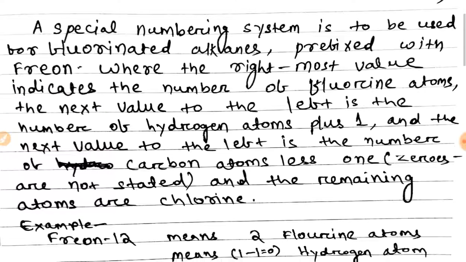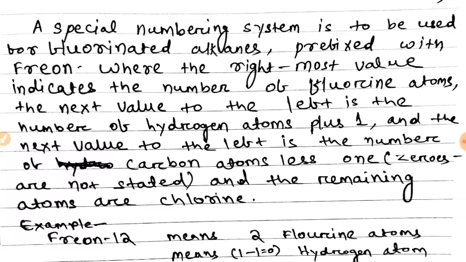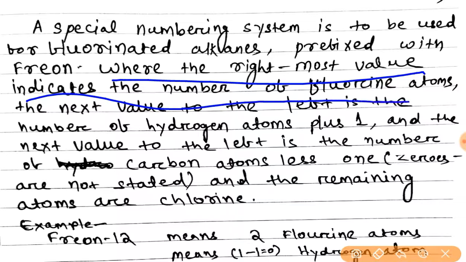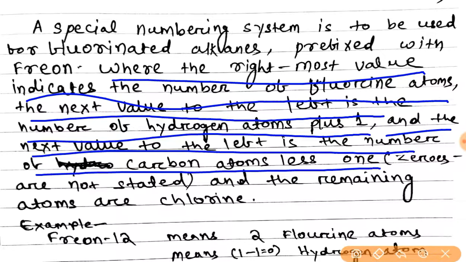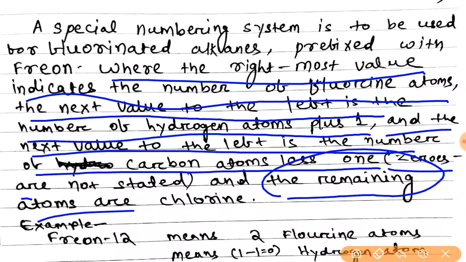It is a special numbering system used for fluorinated alkanes prefixed with Freon, where the rightmost value indicates the number of fluorine atoms, and the next value to the left is the number of hydrogen atoms plus 1, and the next value to the left is the number of carbon atoms less 1. If the number 0 comes, then it is not required to write it, and the remaining atoms are chlorine.